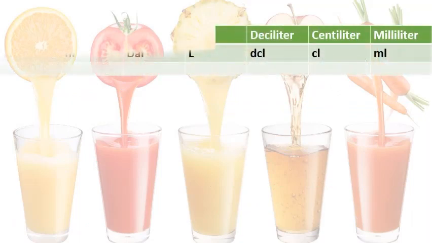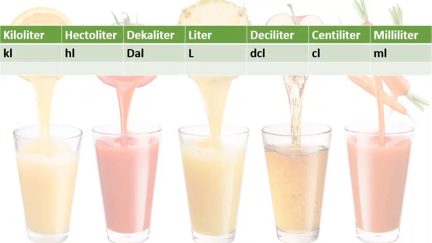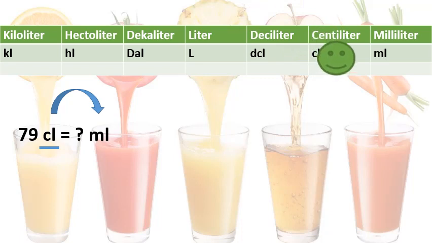And another example. This is the table, and this is the question. We have 79 centiliters equals to how much in milliliters? Where are we? In centiliters. Where are we going in this table? To milliliters. So let's put a smiling face in the centiliters and let's start counting.